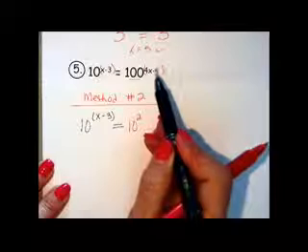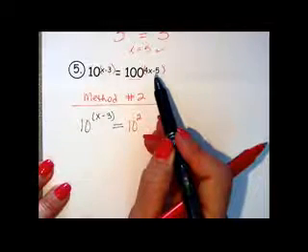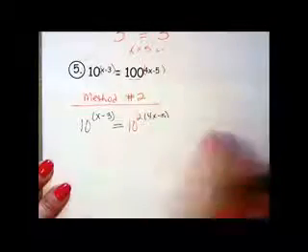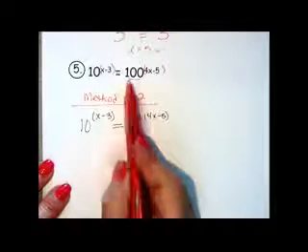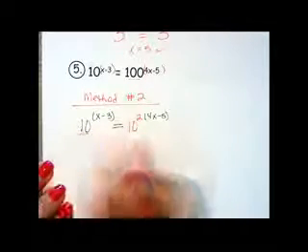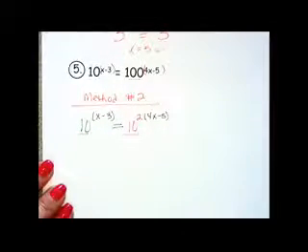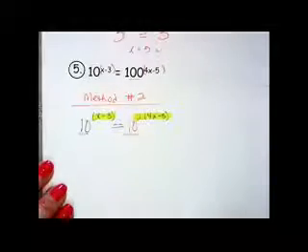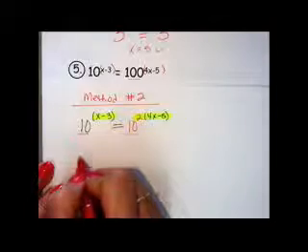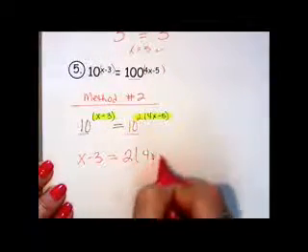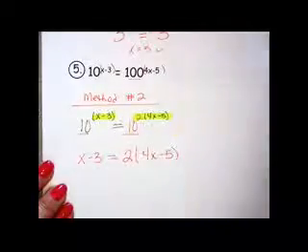However, we don't forget about this. This is still there. That is still 4x minus 5. It's still in my exponent. All I did was replace 100 with 10 squared. Now my bases are the same, so that means the exponents have to also be the same. So that means that x minus 3 has to equal 2 times 4x minus 5.